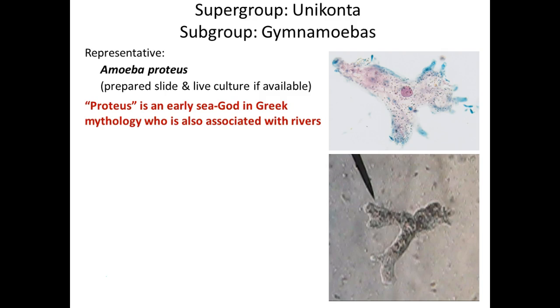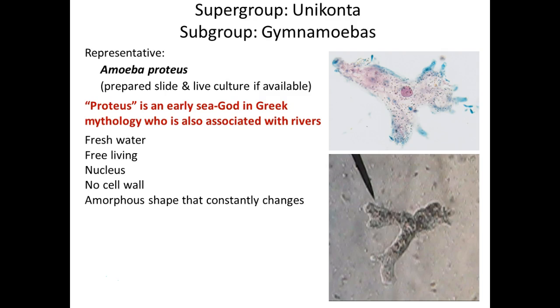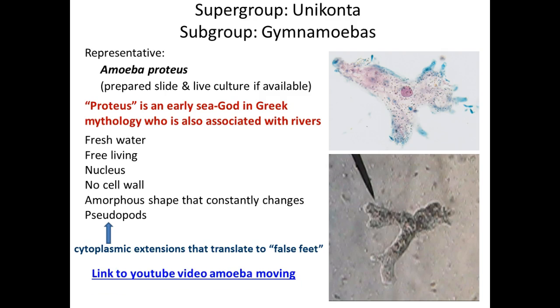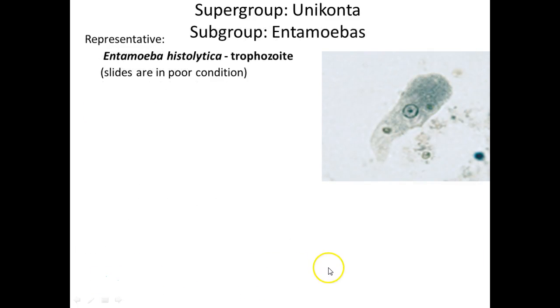Okay. So the species name actually comes from Proteus, which was a Greek god of mythology that ruled the sea, or the waters, rivers mainly. So these guys are found in fresh water. They're free-living. They have a nucleus, no cell wall, right, because they're constantly changing shape. And they do that by pseudopods, what's commonly referred to as false feet, these cytoplasmic extensions. These guys move pretty fast. It's pretty amazing how quick they move. So again, I have the YouTube videos of movement and feeding for you guys to check out.